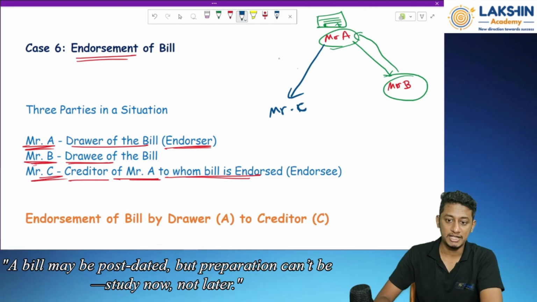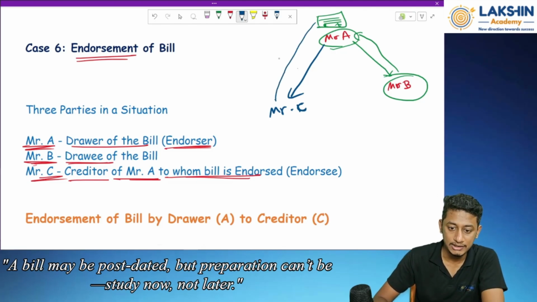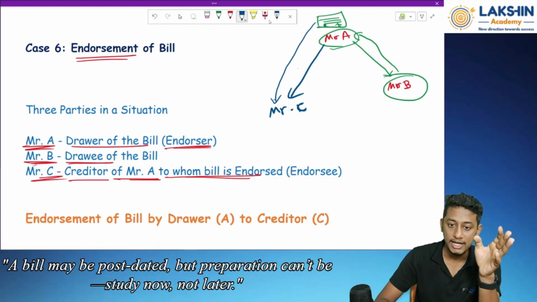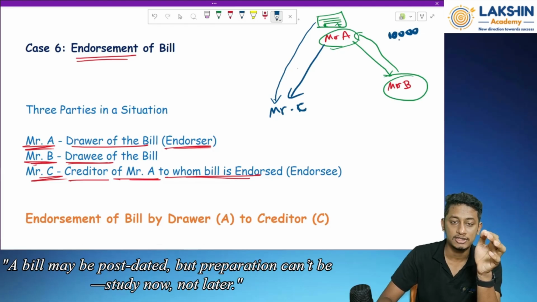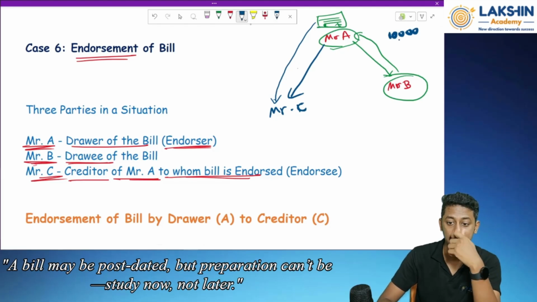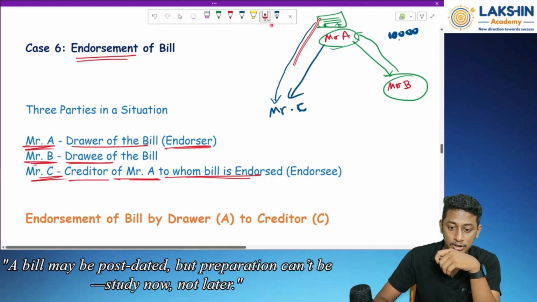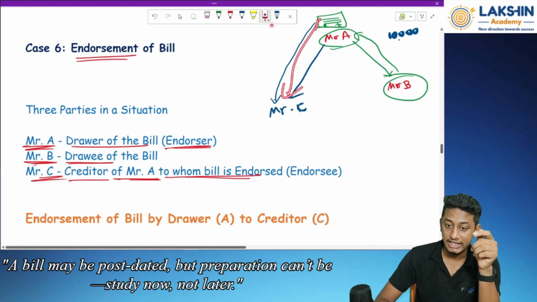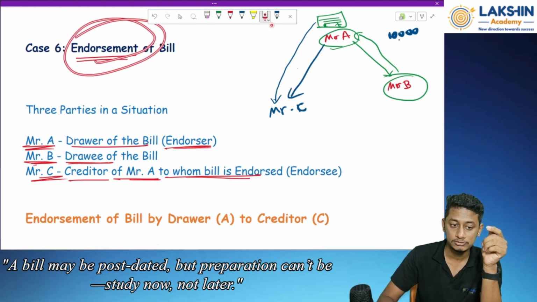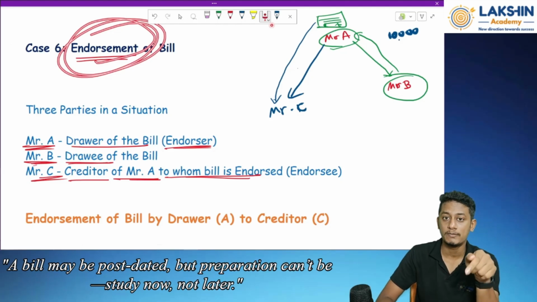Because of this, what Mr. A will do is give this bill to Mr. C. Let us say all the amounts are rupees 10,000. All the amounts whatever was due is rupees 10,000. Now Mr. A is giving this bill to whom? To Mr. C. This giving of the bill instead of paying him is called what? Endorsement of the bill.